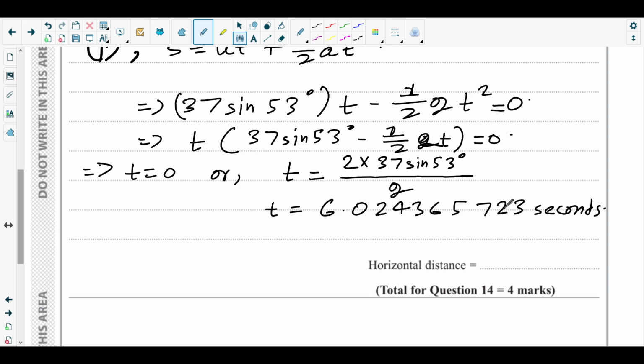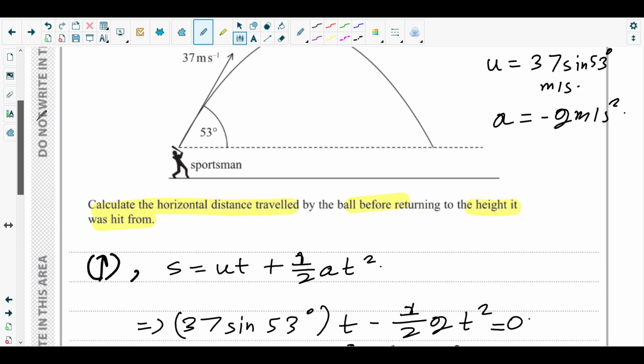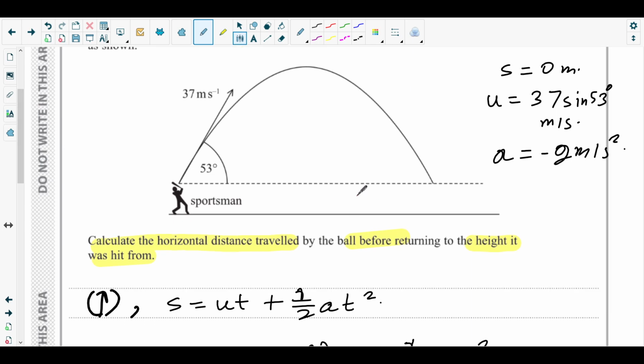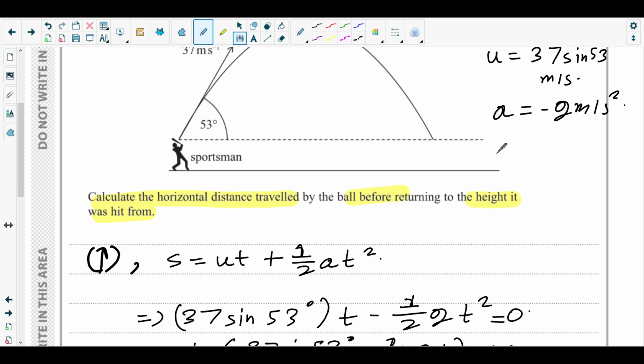Now we got the total time of journey. Now we need to find the horizontal distance traveled, so we consider the horizontal motion. s equals vt. Horizontally there is no acceleration, because there is no resultant force acting on the ball horizontally, so it will be moving with uniform speed. The horizontal speed would be 37 cos 53 degree meter per second.